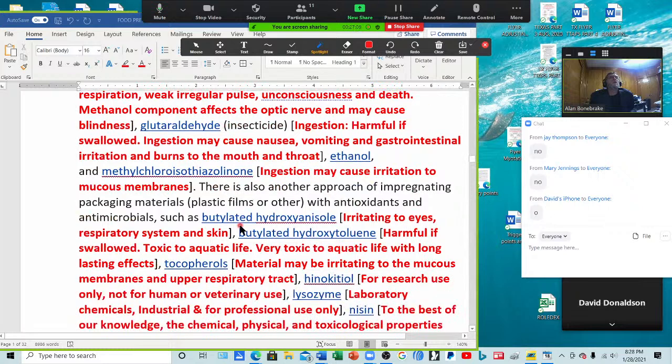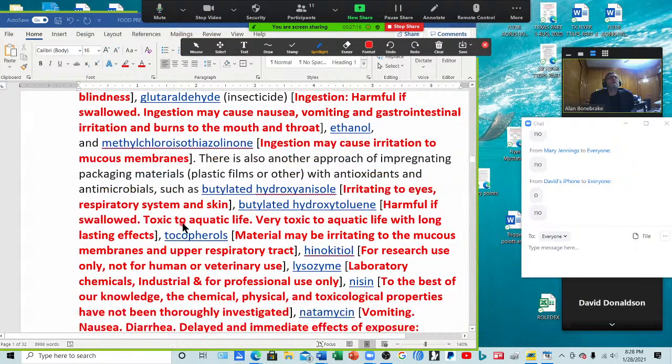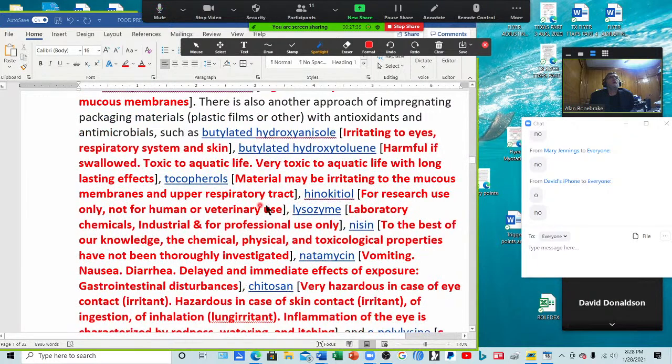There's also another approach of impregnating packaging materials, plastic films or other, with antioxidants and antimicrobials, such as butylated hydroxyanisole, irritating to the eyes, respiratory system, and skin, so the stuff in the packaging can leach out. Butylated hydroxytoluene, harmful if swallowed, very toxic to aquatic life with long-lasting effect.